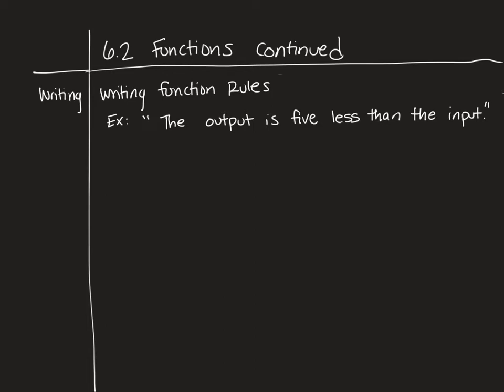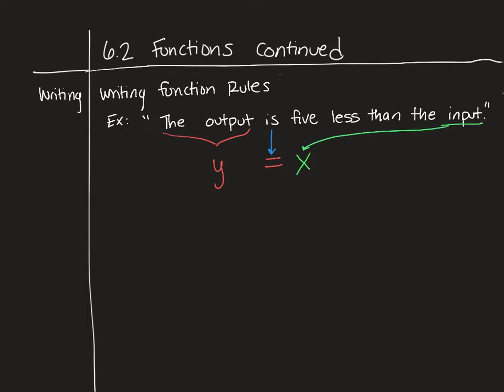So when we think about writing function rules, we read the statement and we write a function according to that statement. So the first step is the output. The output would indicate y. I don't know if you remember, but the word "is" in math means equal. So the output y is 5 less than the input. This is where you kind of have to flip them in your mind. So the input would be our x. This is our input.